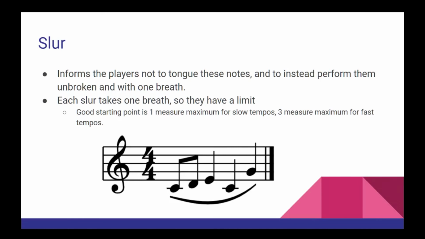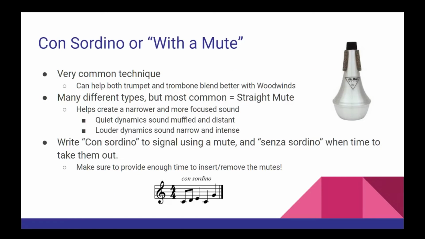However, keep in mind that each slur is done with only one breath, so you shouldn't try to make them last too long. A good reference point is having a maximum of 3 measures when performing with a fairly quick tempo, and only 1 measure when performing with a slow tempo. Of course, this is just a starting point, and you'll be able to adjust appropriately as you gain more experience with your writing.